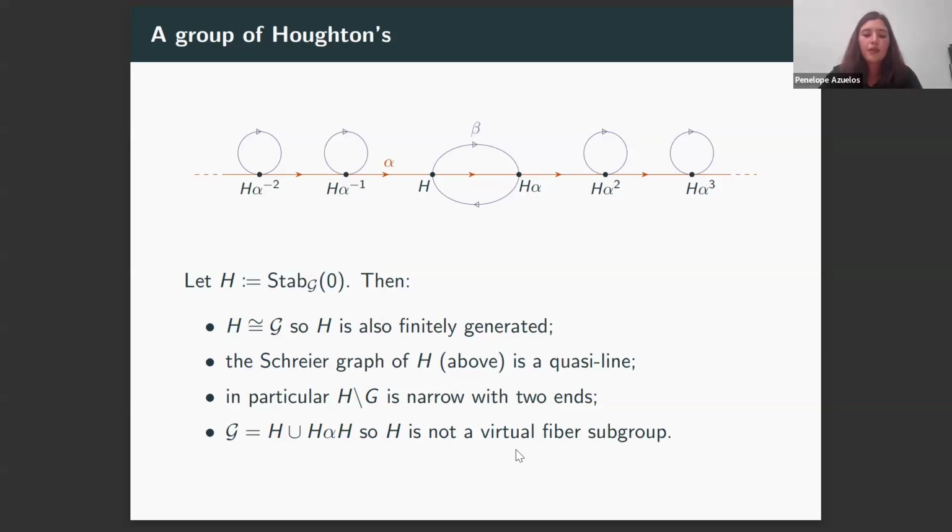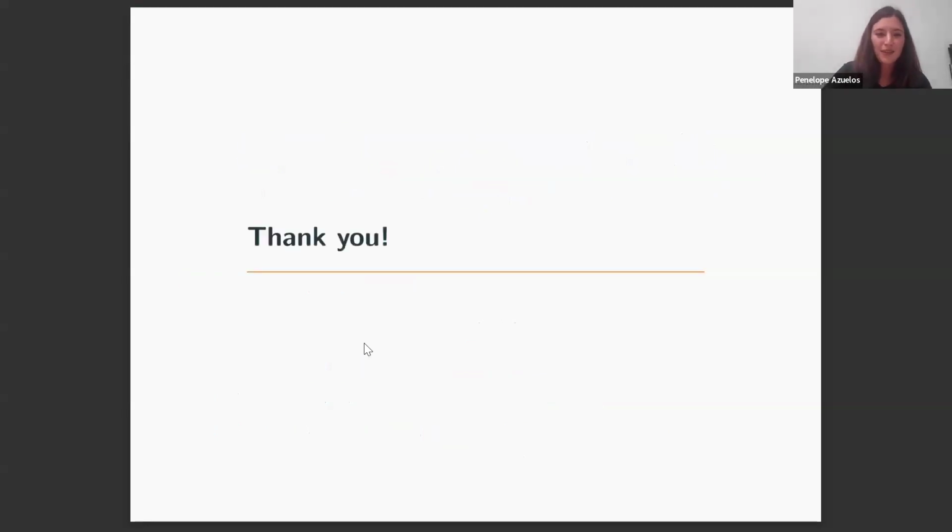So H fails to be a virtual fiber subgroup because it fails the conditions of the theorem, but you can show more directly that a virtual fiber subgroup has to admit infinitely many double cosets. Right, I'm a bit early, but that's all I wanted to say. So thank you for listening.